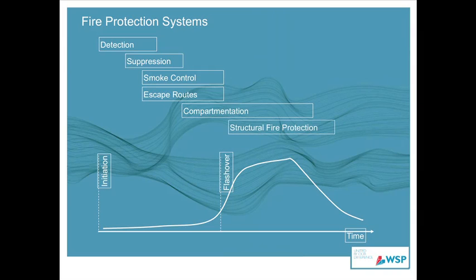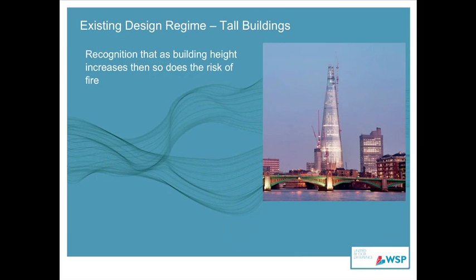It's only when we have a severe post-flashover fire that structural fire protection starts to kick in. Structural fire protection is still an important last line of defence, in that if you do get a breach of compartmentation, then you don't want a fire starting on the next floor. So really structural fire protection only plays a role in the whole fire safety strategy when there has been a systemic failure of all the active fire protection measures in that particular building. So let's have a look at the existing design regime.